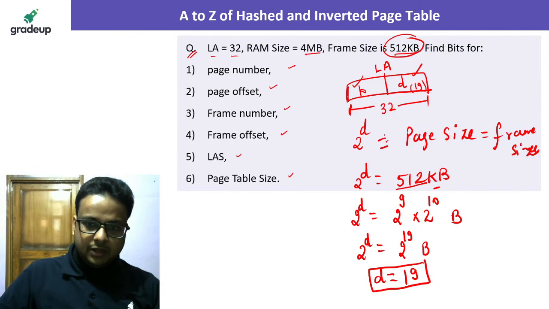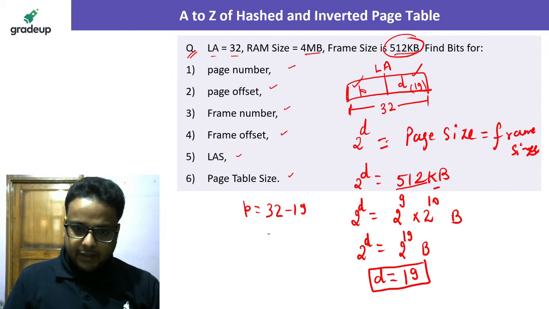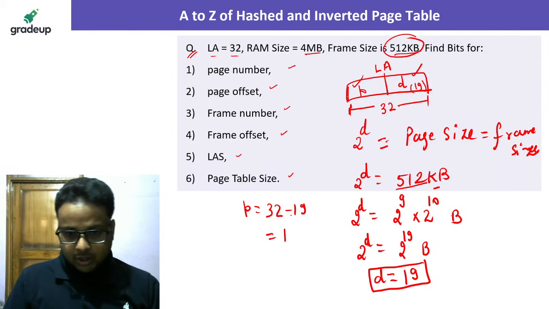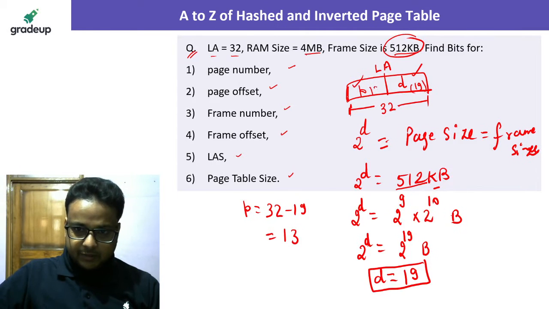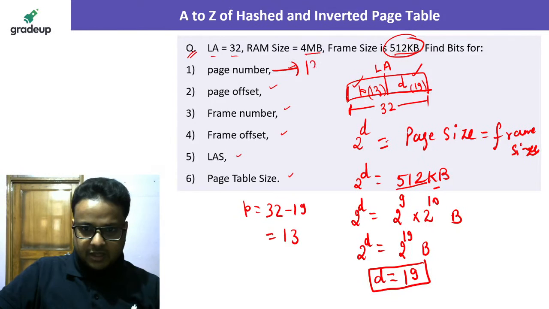So P will be 32 minus 19, that is 13. So finally we got the bits for page number is 13. Page offset is 19. Now the frame number.